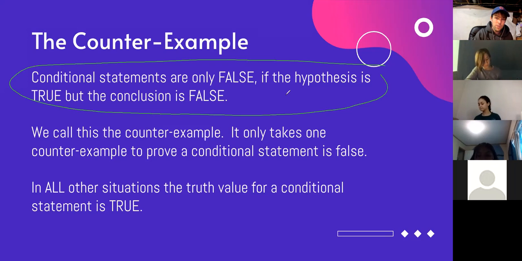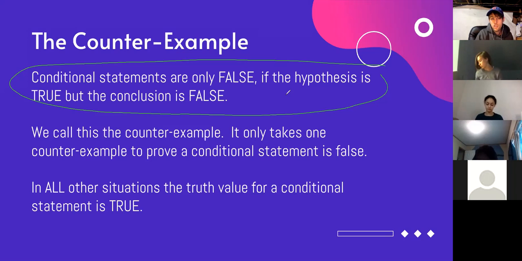Hypothesis is true, conclusion is false. So when we read a conditional statement, we need to think about, is there any way that the first part could be true, but the second part is false? That's our counterexample. It's much easier to prove that a conditional statement is false because we just show one counterexample. That's it. That's all it takes. One counterexample, and we have a false conditional statement.